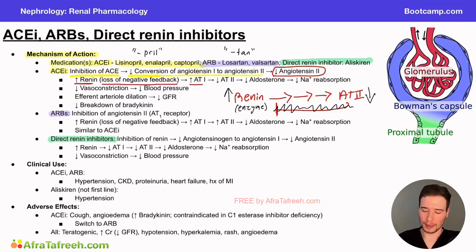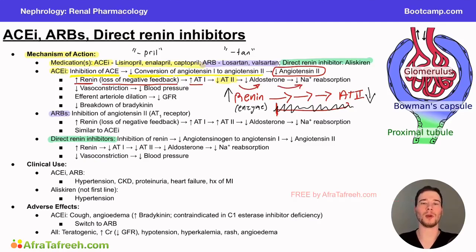But here's where the thing gets a little bit tricky. Our angiotensin 2 is going to be decreased again because the medication is blocking the conversion. It's blocking this step right here, where we would turn angiotensin 1 to angiotensin 2. And a decrease in angiotensin 2 leads to a decrease in aldosterone, which ultimately leads to decreased sodium reabsorption. Again, we're inhibiting the RAS system.